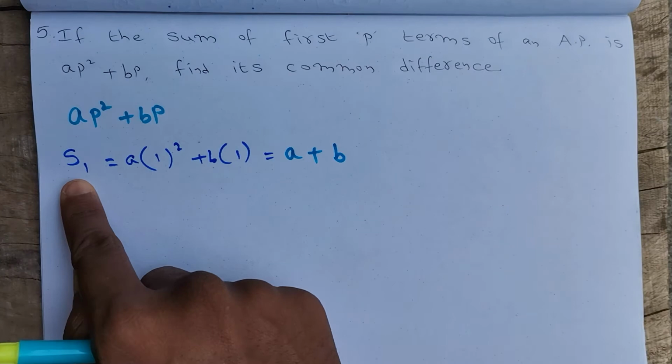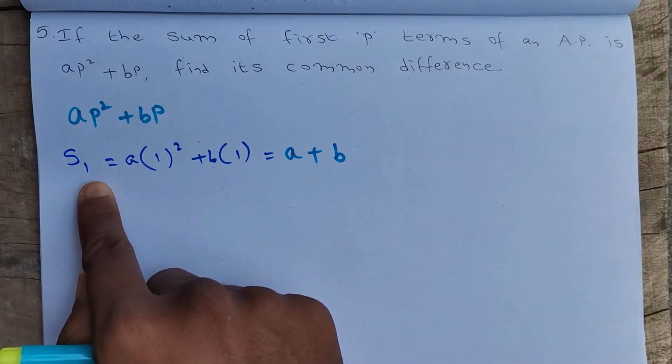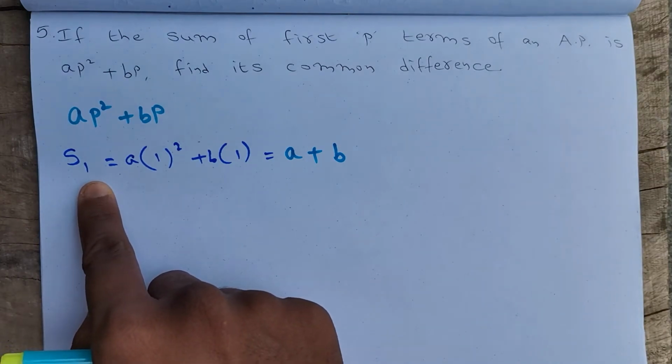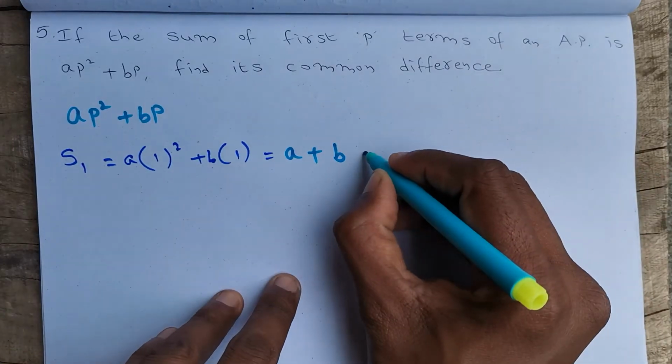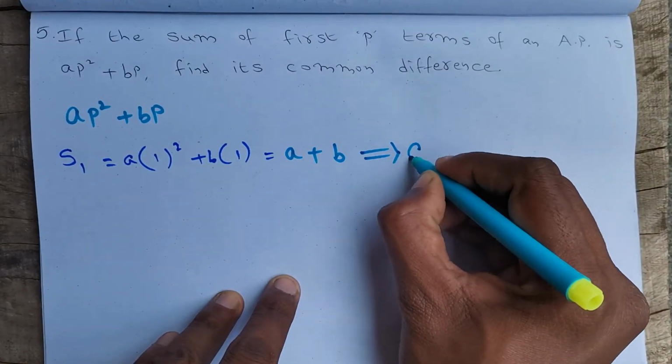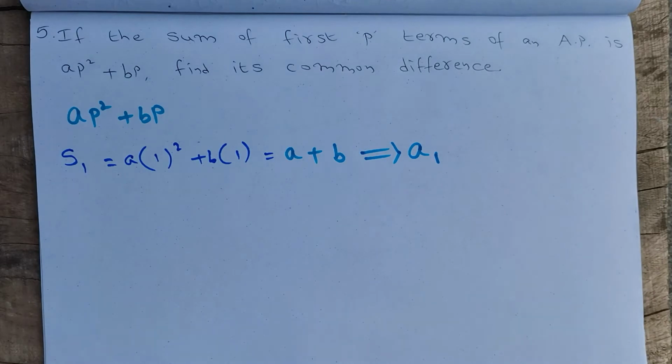Now, the sum of the one term. What is the meaning of the sum of one term? It means only one term is there. So if only one term is there, then obviously that term will become the first term.